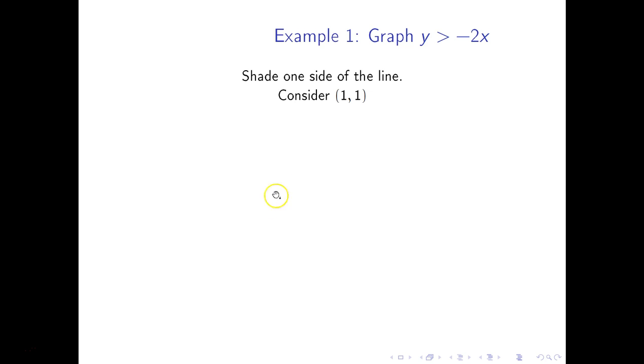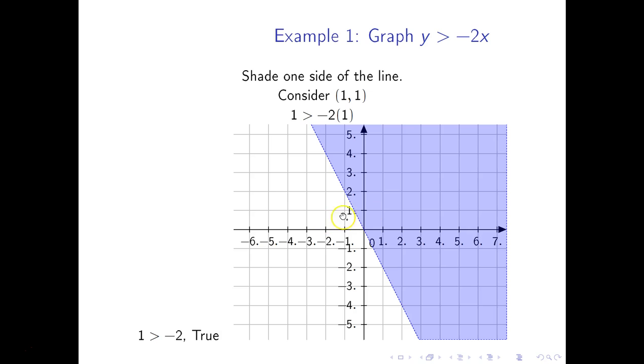If I plug that in, I'm going to take that and plug that in my inequality. And so I get 1 is less than negative 2 times 1, which is 1 is greater than negative 2, which is a very true statement. So for that reason, when we graph our inequality, this side of the line, where the point we picked is, gets shaded, and we're going to be happy about it. So we just shaded that side of the line because that's what we saw.